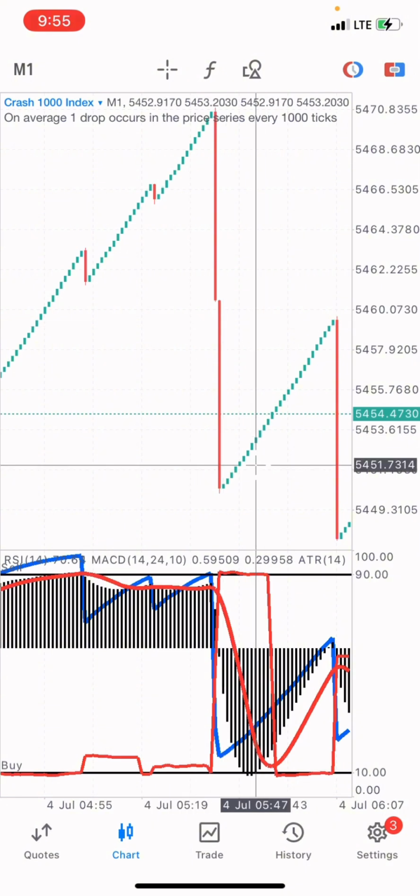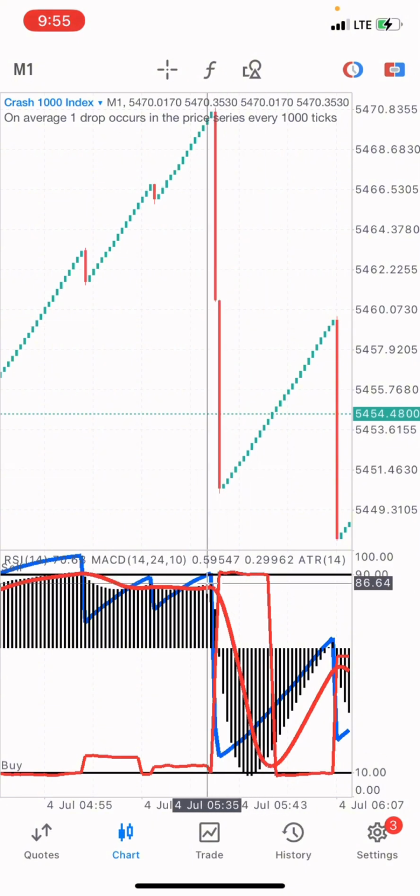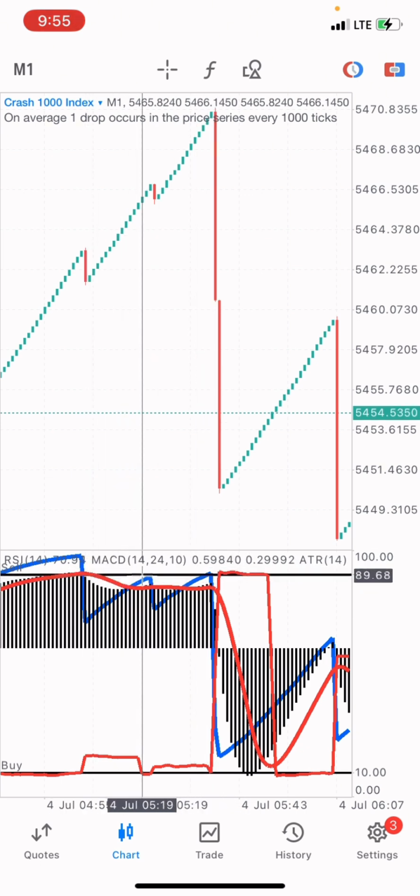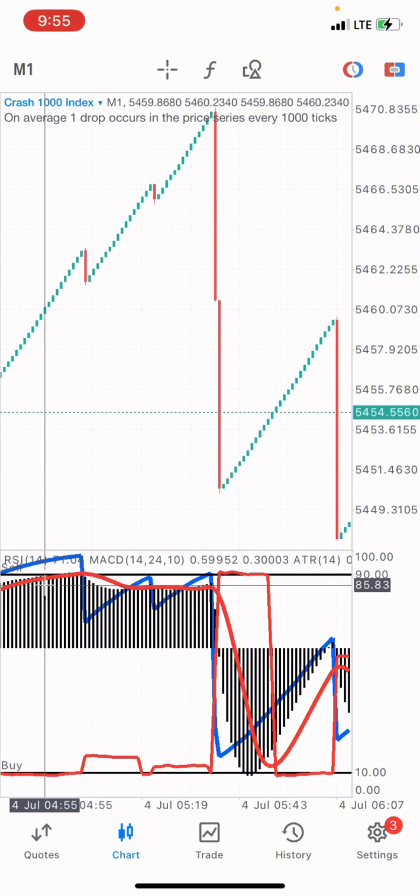Now if you take a look at this point again, when it's about to touch this level of 90 here, there was a spike. Whenever you see the MACD about to touch this level of 90, when it's close to this point, know that the spike is going to come into the market at any given point in time.